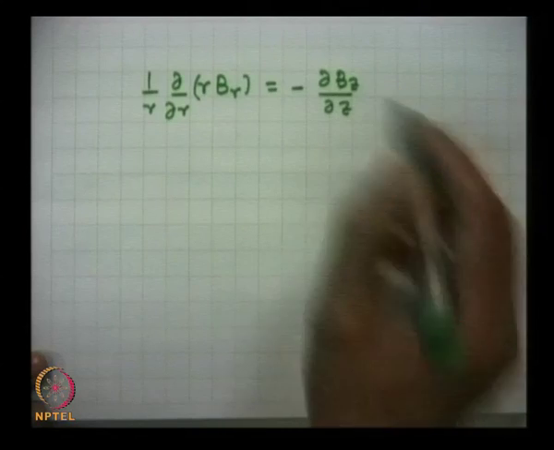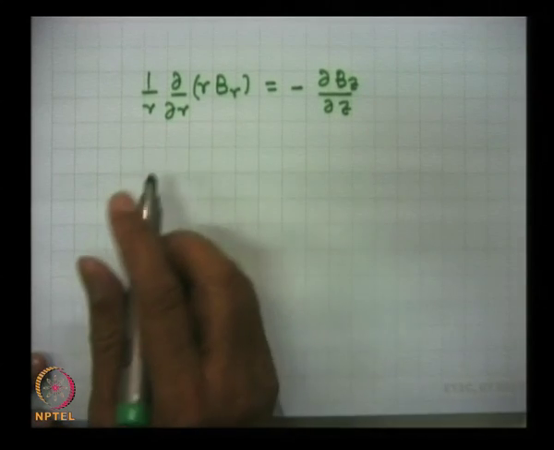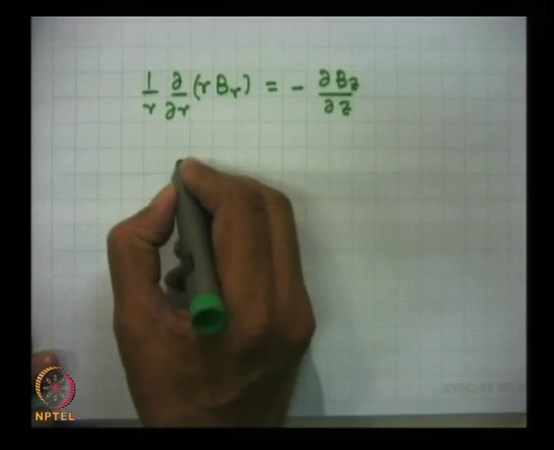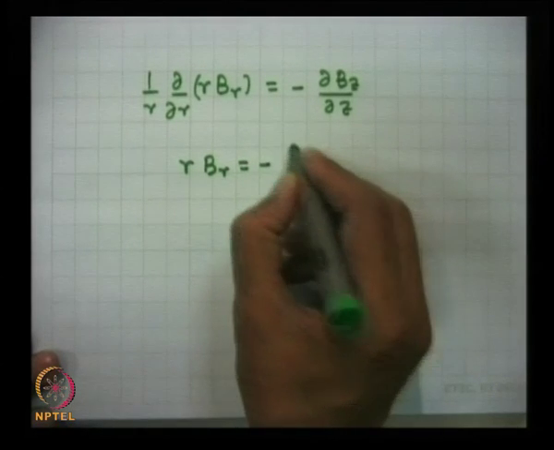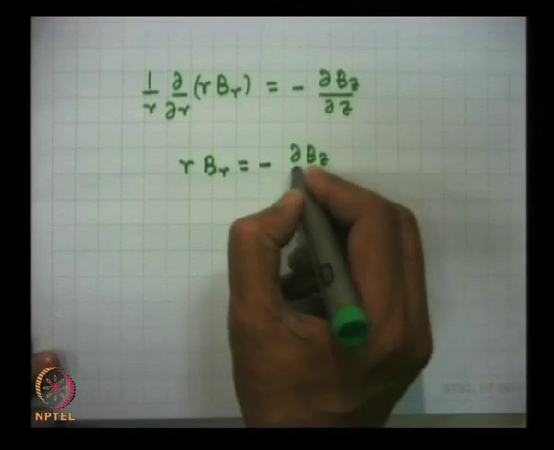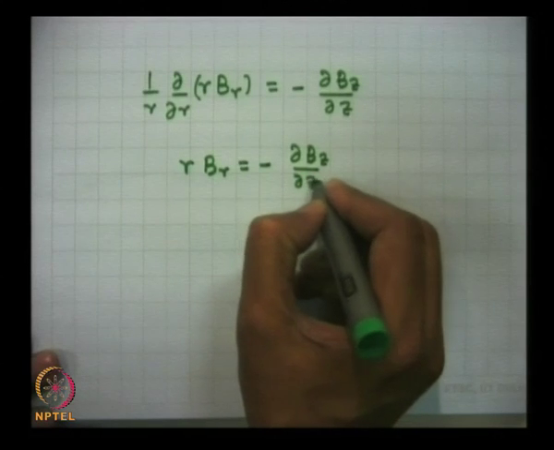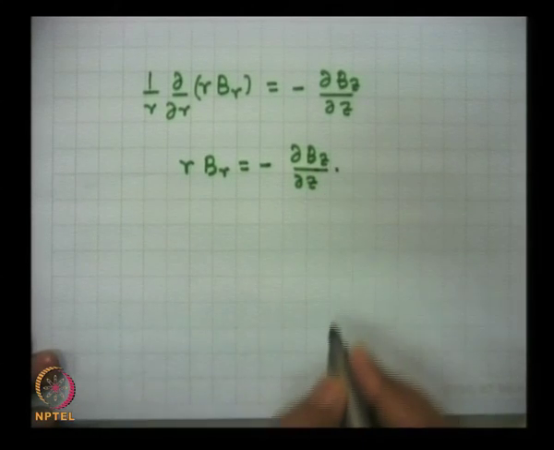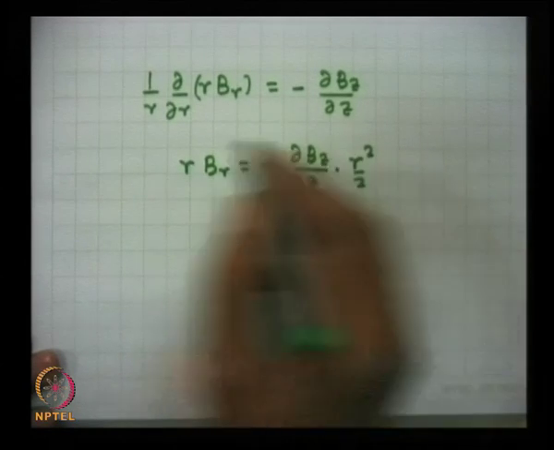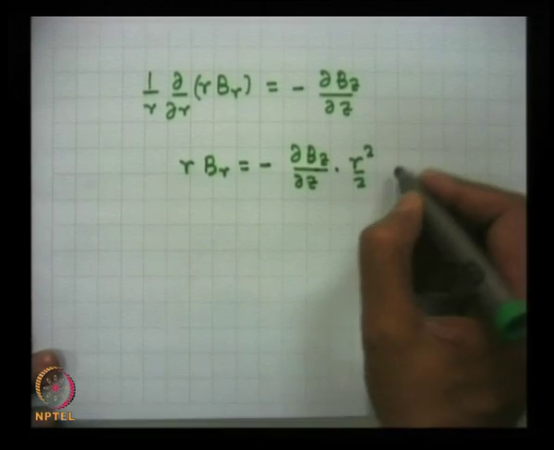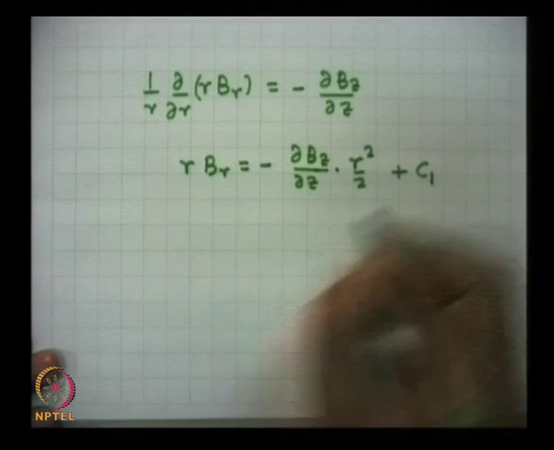Take this r here, dr also there, and integrate. You will obtain r Br is equal to minus del Bz by del z multiplied by r square by 2. For r dr, when integrated, it will be this plus a constant of integration C1.